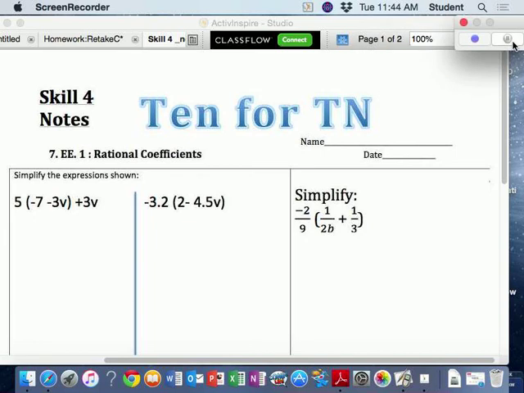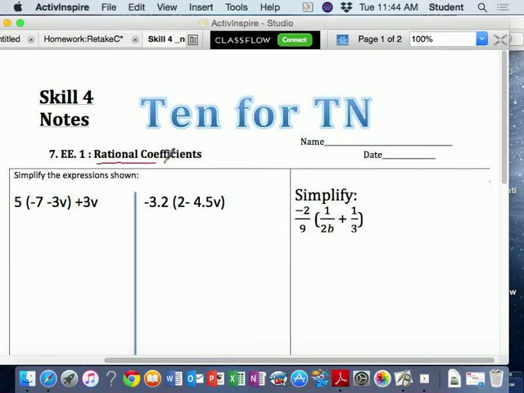So skill 4 is EE1, which is expressions with rational coefficients. Remember, coefficients is the number that's located directly next to the variable. So let's look at number 1. The instructions say simplify the expressions shown below.